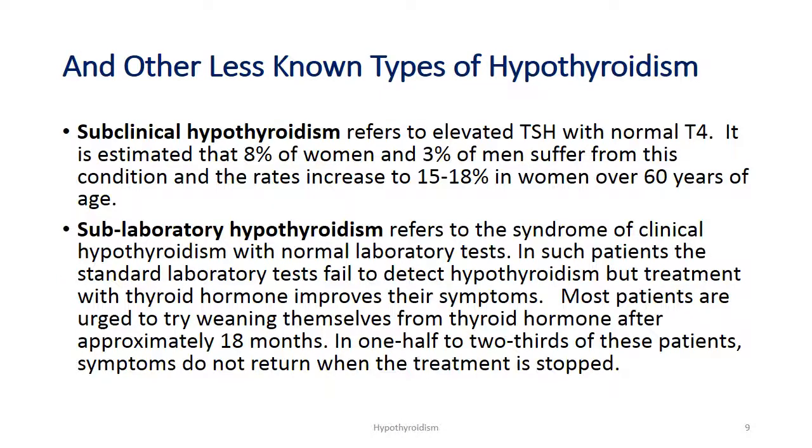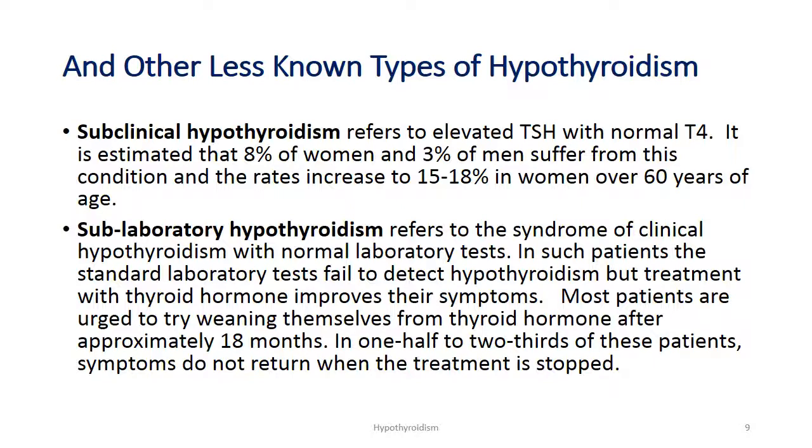There are other less known types of hypothyroidism that are important to consider. Subclinical hypothyroidism refers to patients with elevated TSH but normal T4 and T3. It is estimated that 8% of women and 3% of men suffer from this condition, and the rates increase to 15 to 18% in women over 60.